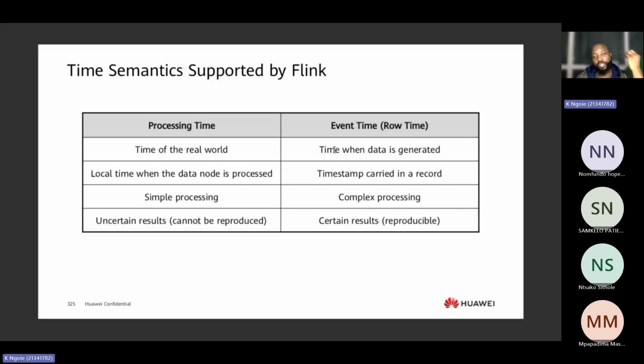So processing time is basically the time that you have on your clock, which can be 12 o'clock or 12:31. You understand, something like that. But the event time is the time when the event actually occurred. So when the data was generated, what was the time at that time? And the current time would be the processing time.